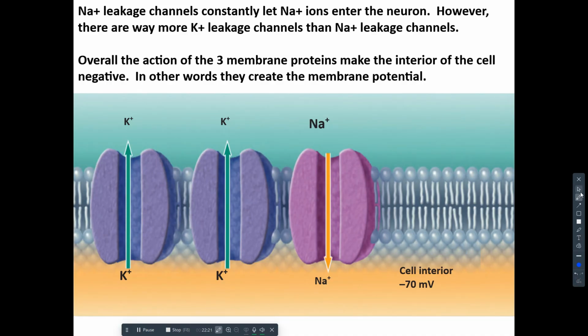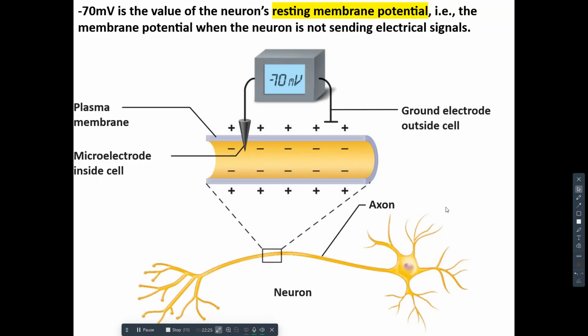Okay, so that's what we mean when we say the cell has a membrane potential. Now, oftentimes we'll refer to this membrane potential as the resting membrane potential. So that negative 70 is the resting membrane potential. And that's the membrane potential when the neuron is not sending any electrical signals.